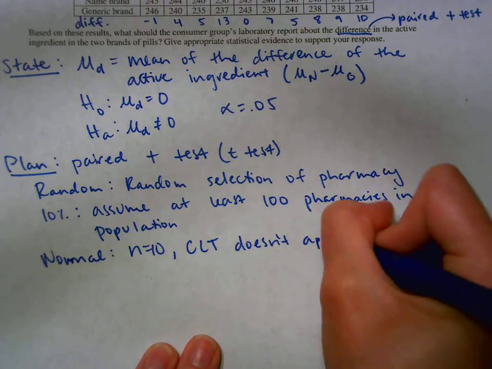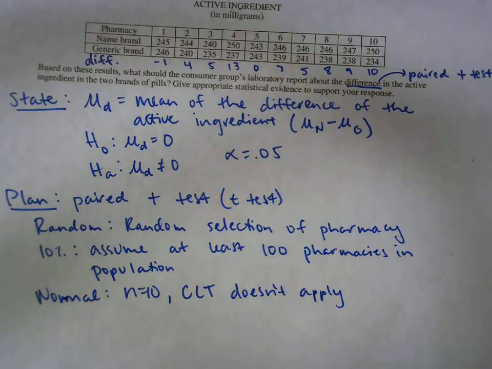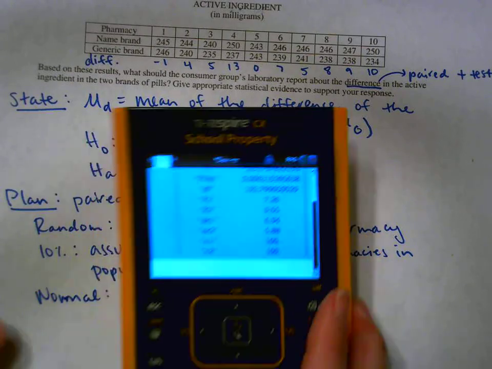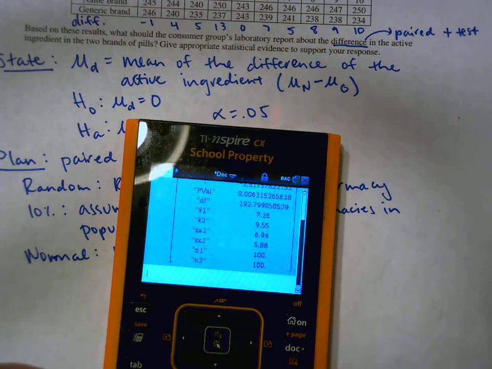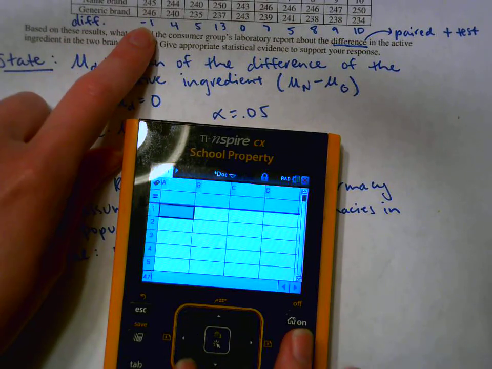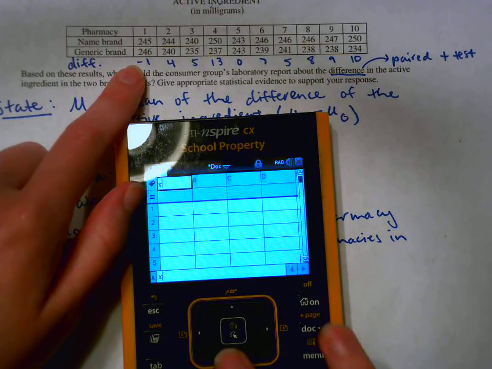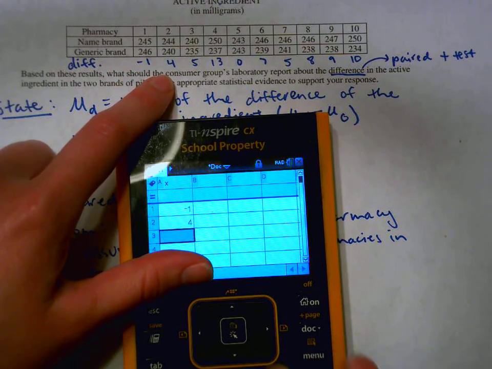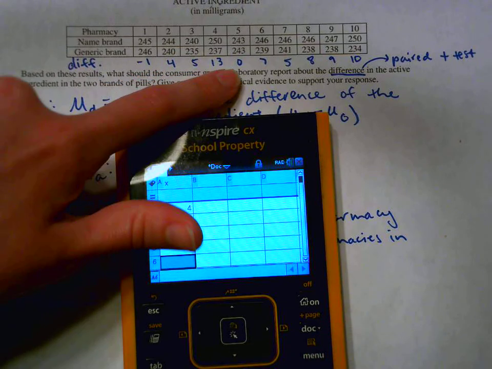So then what we have to do is actually graph it and check for skewness or outliers. If I was thinking ahead, I would have already done this, but I'll show you in case you forgot. I'm going to make a new document, and then go to lists and spreadsheet, and I'm typing in the difference. Remember, don't forget that's your sample. I'm going to label that just X, and then type in these numbers. You have to type in the 0.